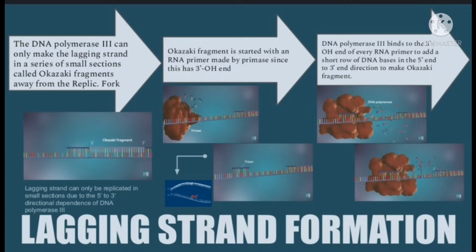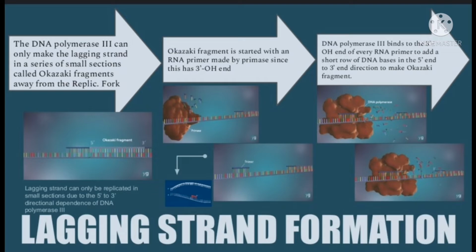What does it mean to say that extension by DNA polymerase III proceeds 5' to 3'? The DNA polymerase attaches to the 3' end of an Okazaki fragment as it moves in the 5' to 3' direction. It moves the RNA primer ahead of it and replaces the ribonucleotides with deoxyribonucleotides. An Okazaki fragment is started with an RNA primer made by primase, since this has a 3-hydroxyl end.